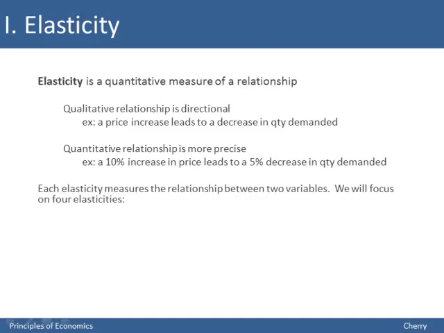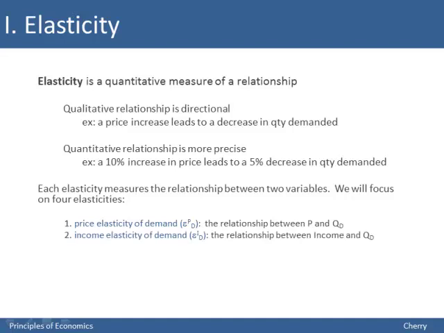All right, so we're going to look at different elasticities, and each one is going to measure the relationship between two variables. And we're going to focus on four. The first we're going to look at is price elasticity of demand, and that's going to be denoted with an epsilon with a superscript P and a subscript D. And that's going to measure the relationship between price and quantity demanded.